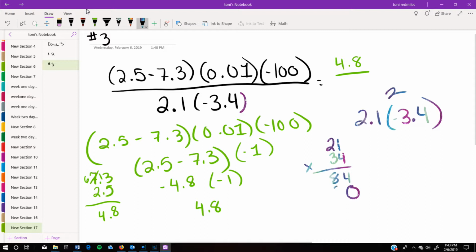3 times 1 is 3. 3 times 2 is 6. Again, I have 2 decimal points, so it's going to be 7.14. Now this number is negative and this number is positive, so my answer is going to be a negative.